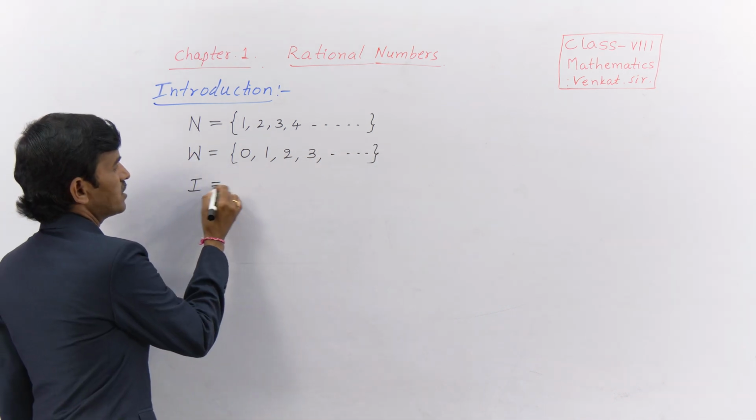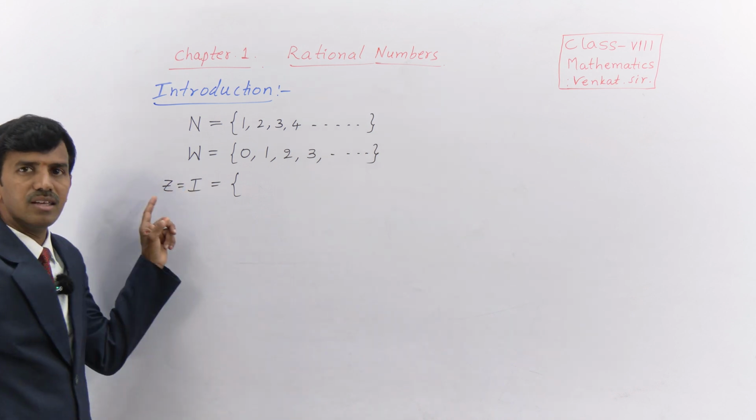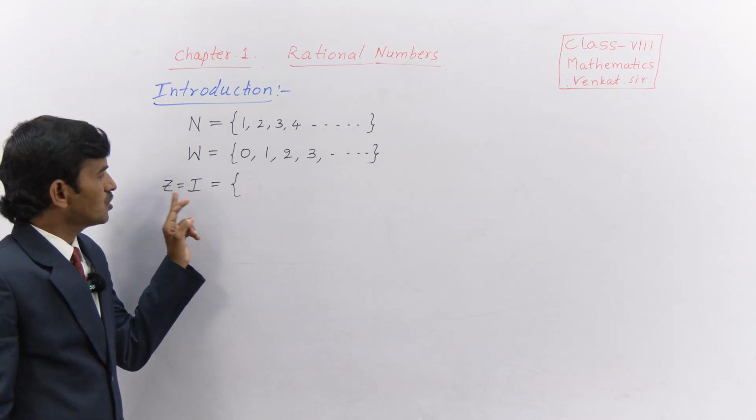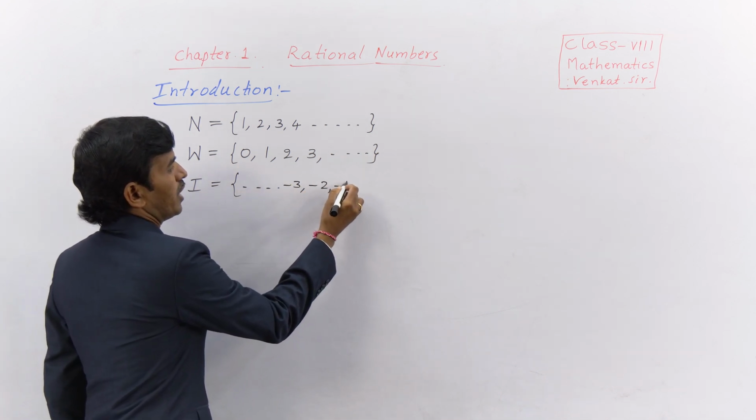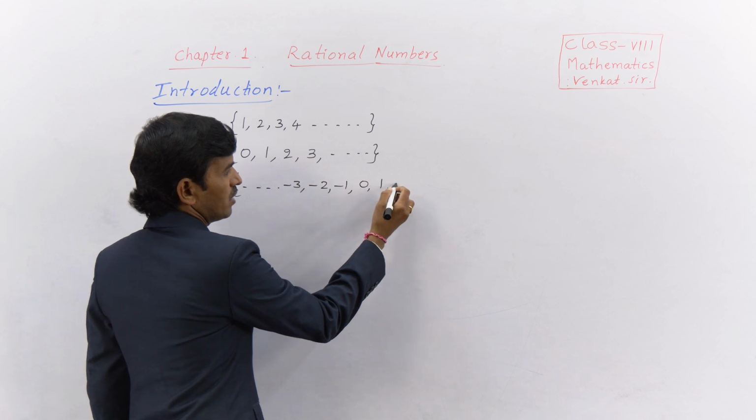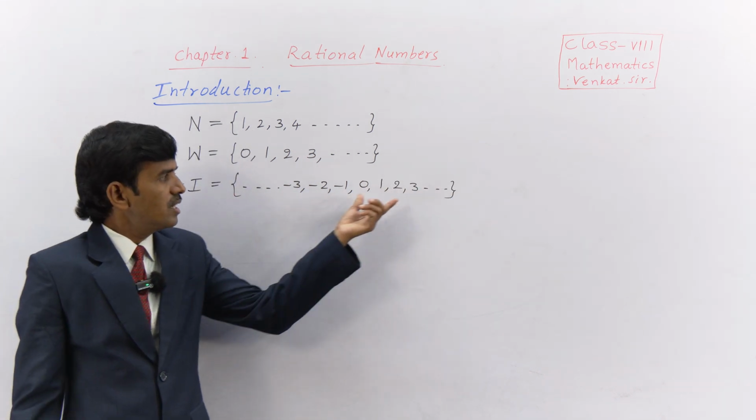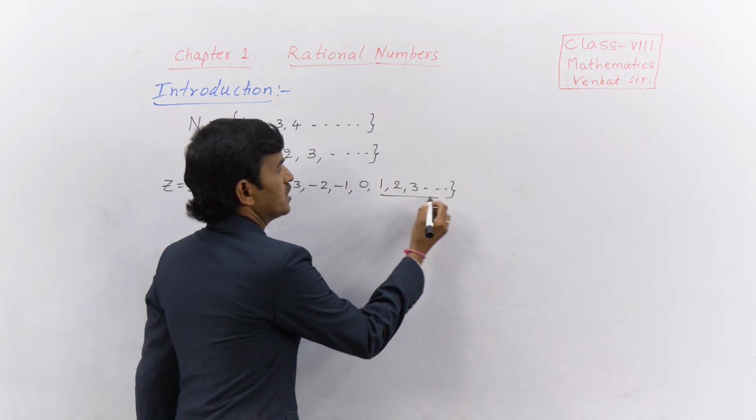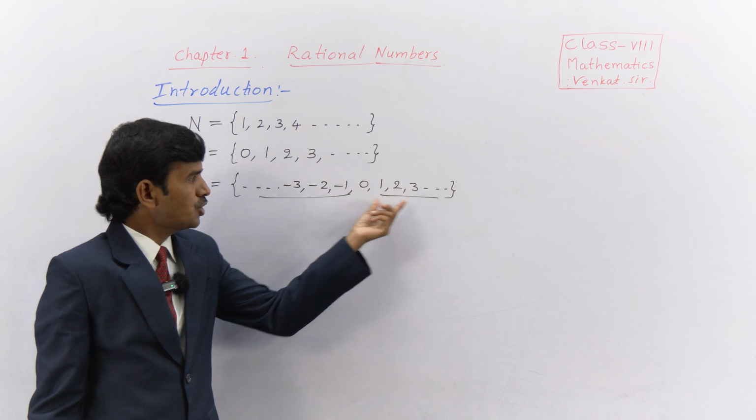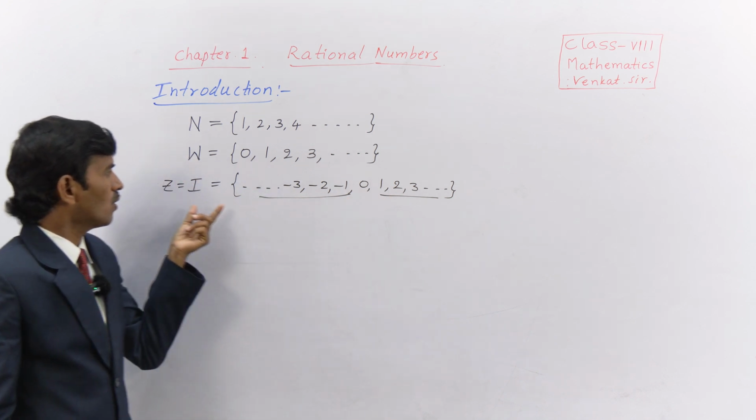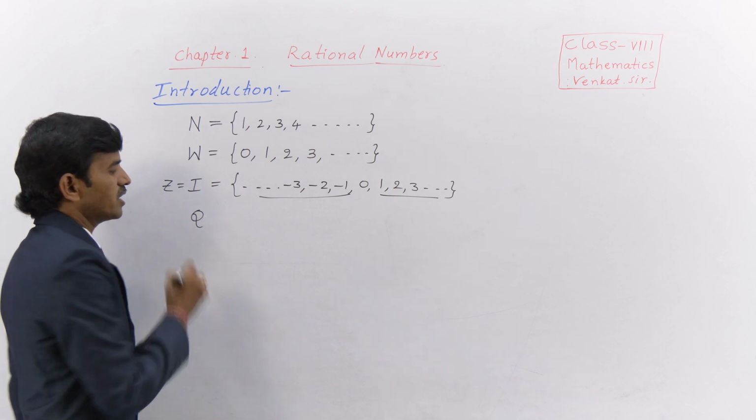Next, the next set is integers. Integers are denoted by Z, from the German word Zahlen, meaning numbers. So Z equals -3, -2, -1, 0, 1, 2, 3 and so on. If you observe the set of integers, there exist positive numbers, negative numbers and 0. So the set of positive numbers, negative numbers, including 0, is called what? Integers. Right?